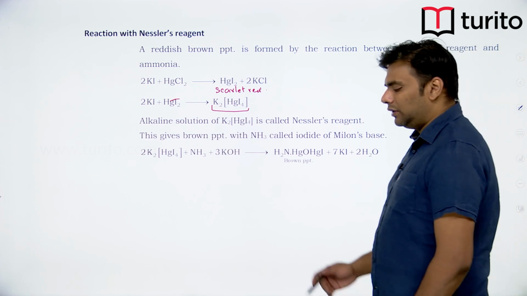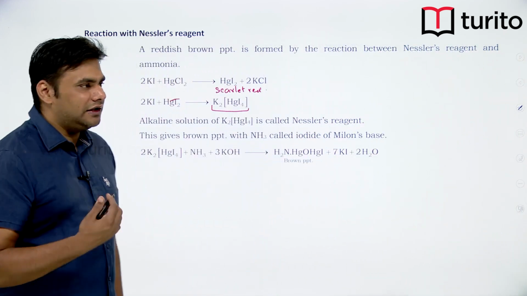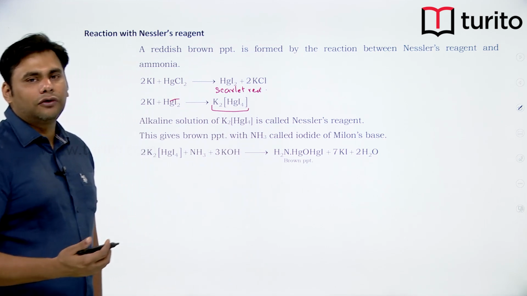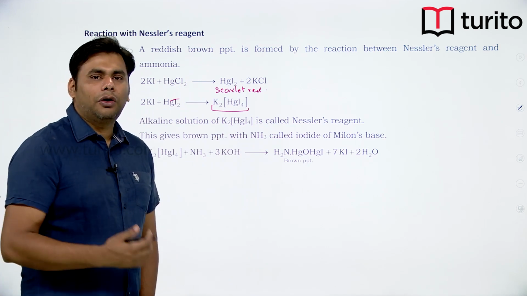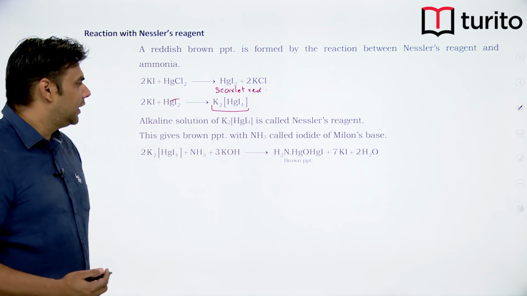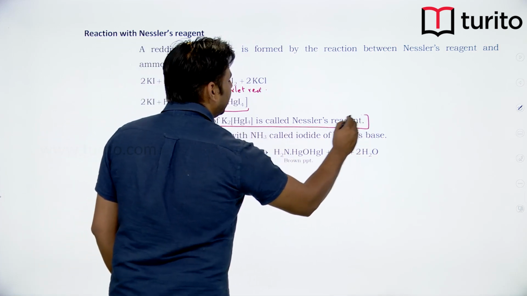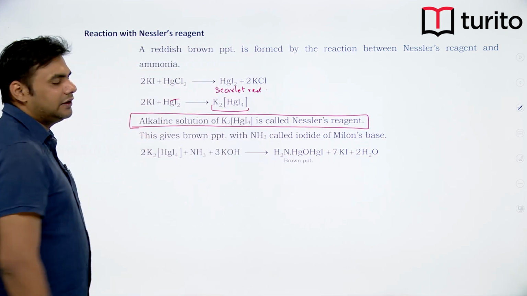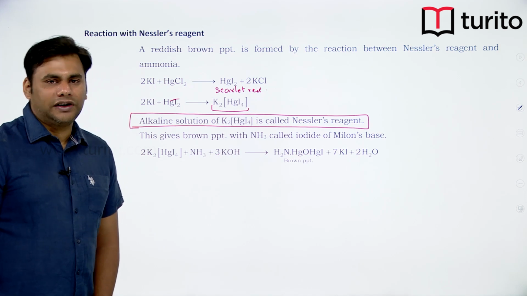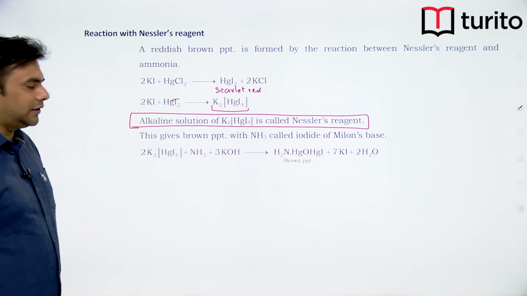So the first reaction you should know is when you react KI with HgCl2. HgI2 is formed, and HgI2 is scarlet red in color. On reaction of HgI2 with excess of KI, it forms K2HgI4. Now the alkaline solution of K2HgI4 is called Nessler's reagent. So K2HgI4 in basic medium, K2HgI4 plus OH negative, is called Nessler's reagent.